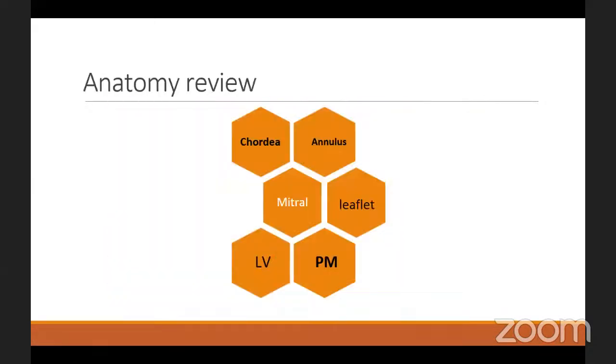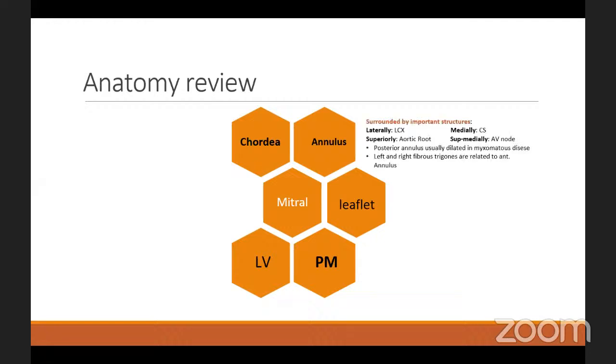Okay, so a quick surgical anatomical review. We all know that the mitral valve has 5 discrete components, which are the annulus, leaflet, the papillary muscle, the chordae, and the LV. So the annulus is a myocardial connective tissue area where the mitral leaflets are attached.